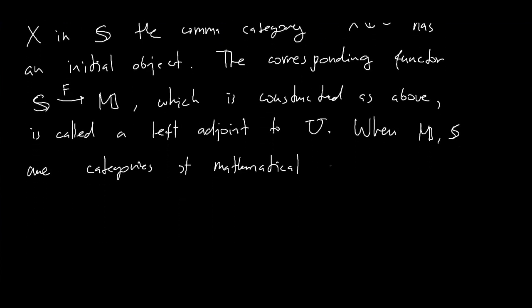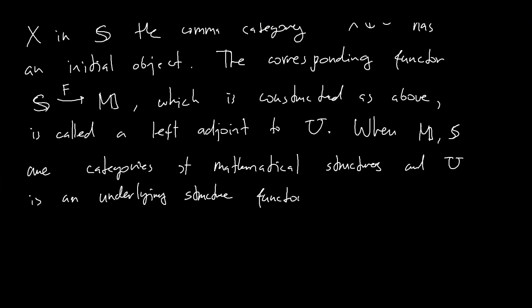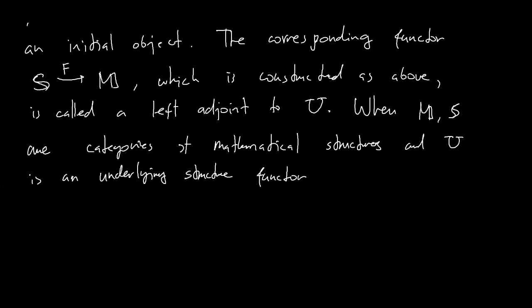When M and S are categories of mathematical structures, and U is the underlying set functor, or rather underlying structure functor, because it could be several, F is called the free structure functor.